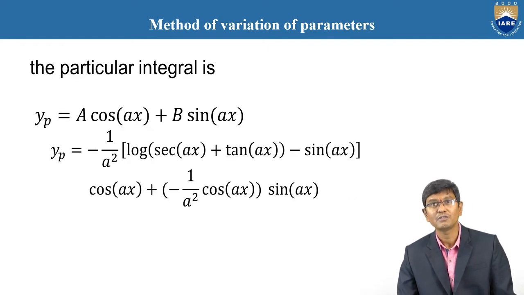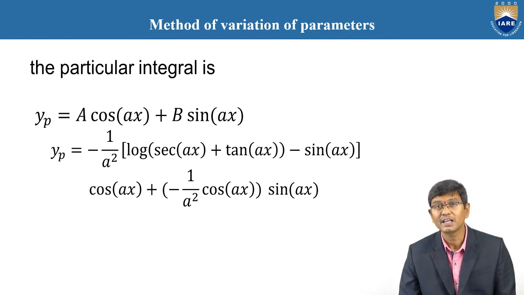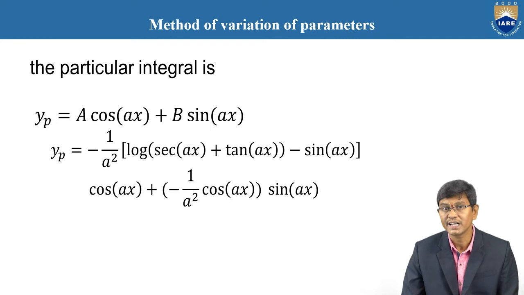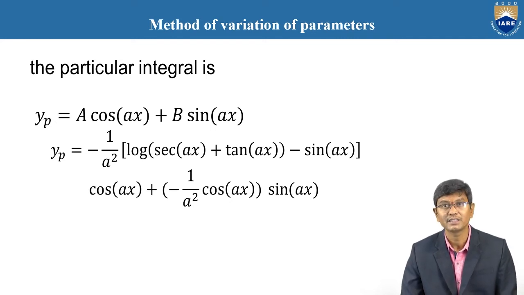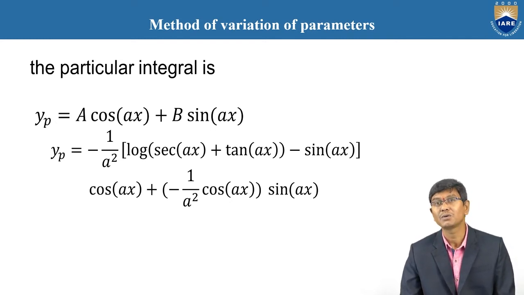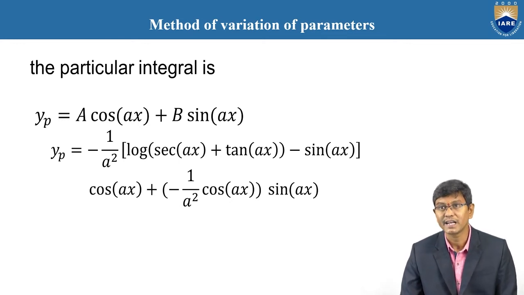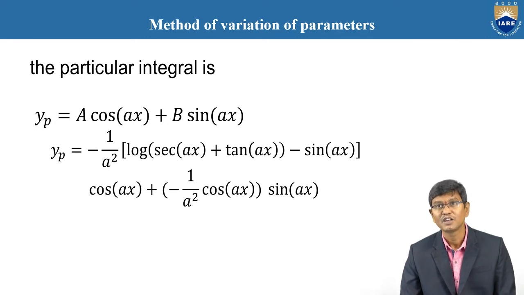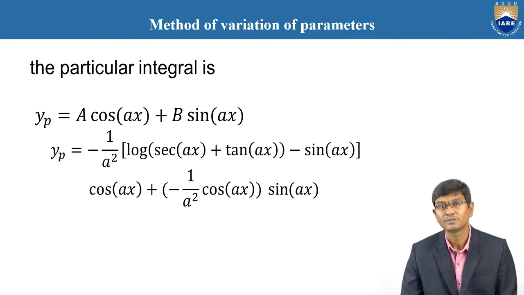Now we need to write that particular integration with the help of A and cos x, B and sin x together, that is A cos x plus B sin x. Therefore, yp is equal to minus 1 by a square into the log modulus of secant x plus tan x minus sin x into cos x plus minus 1 by a square into cos x into sin x.